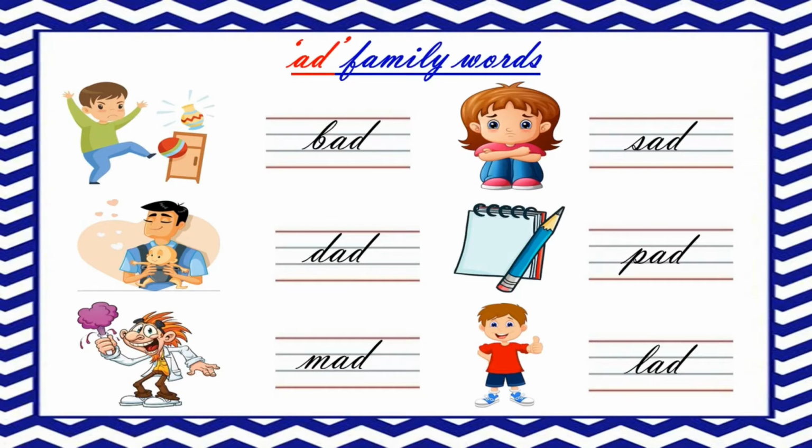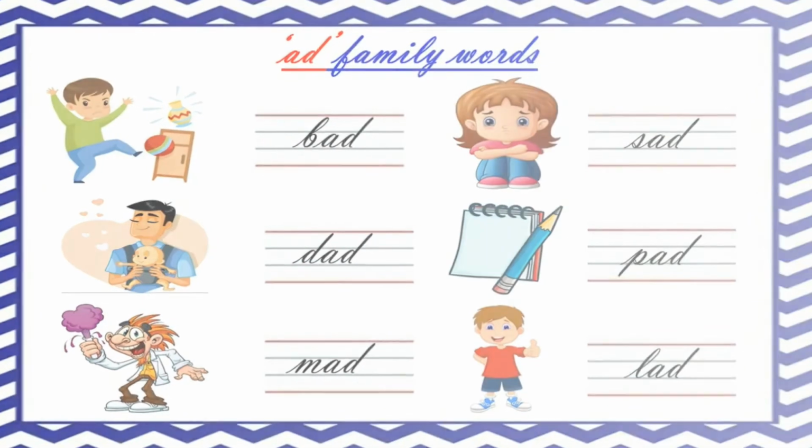So children, this is ad family words. There are 6 words in ad family, which are b-ad bad, s-ad sad, d-ad dad, p-ad pad, m-ad mad, and l-ad lad.